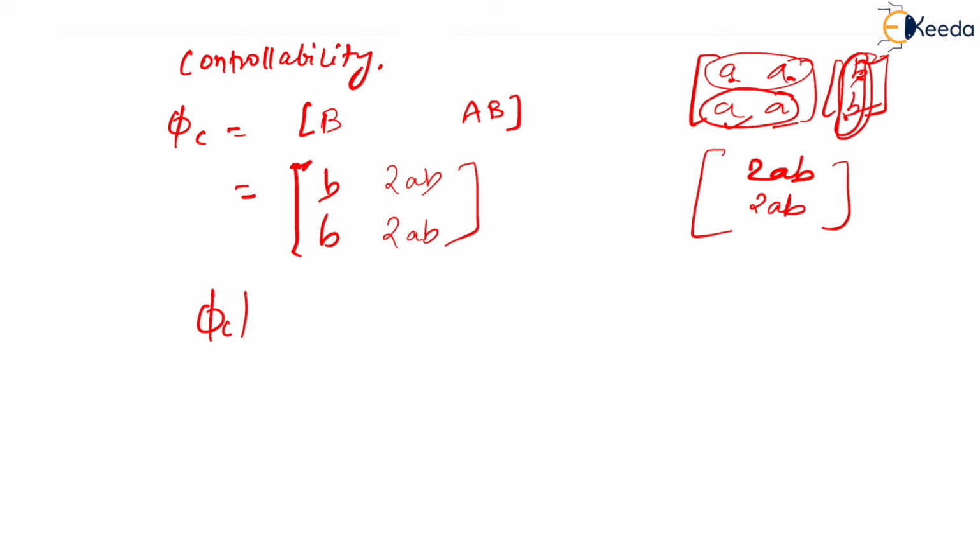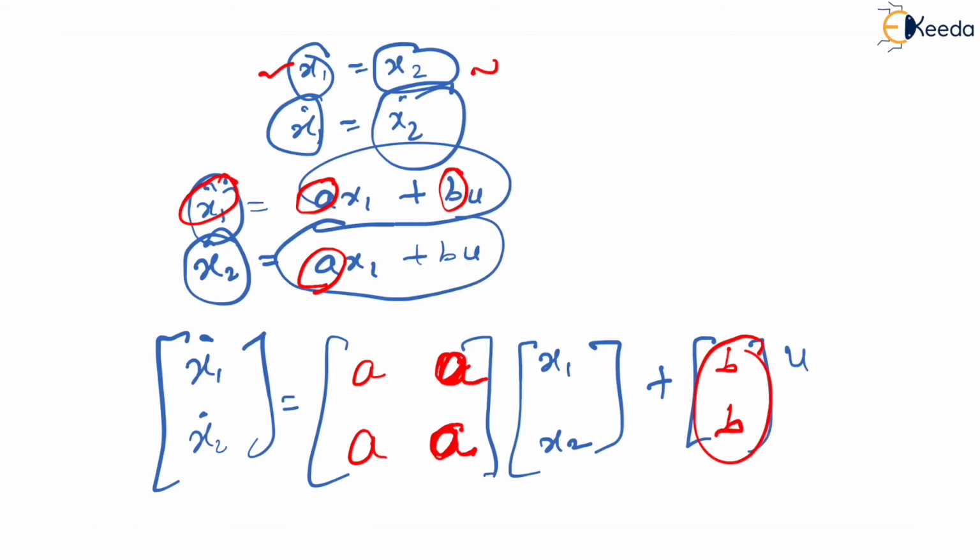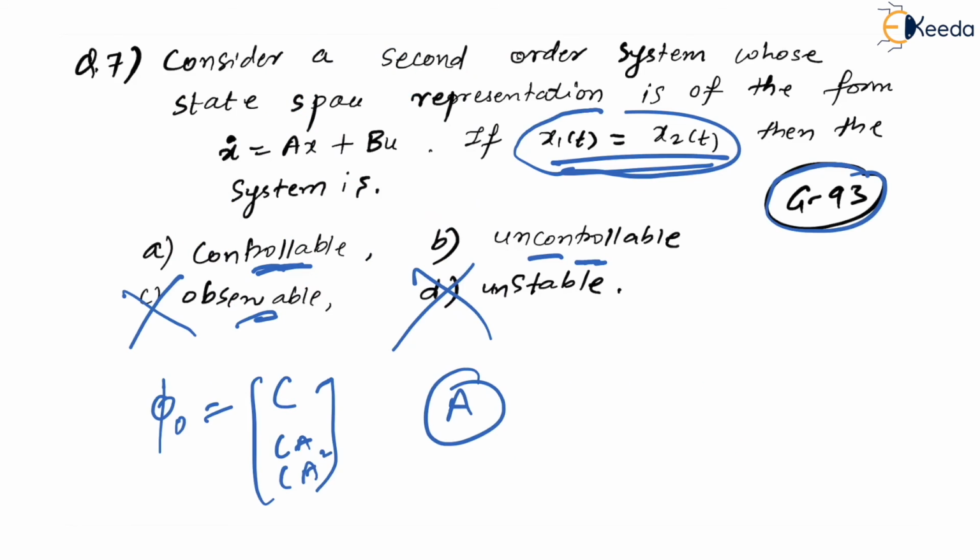Yes. What is their determinant equal to? Determinant is equal to what? B into 2 times AB minus B into 2 times AB, which is equal to what? 0. If it is equal to 0, we say that the system is uncontrollable. This means it is option B. Answer is option B, uncontrollable.